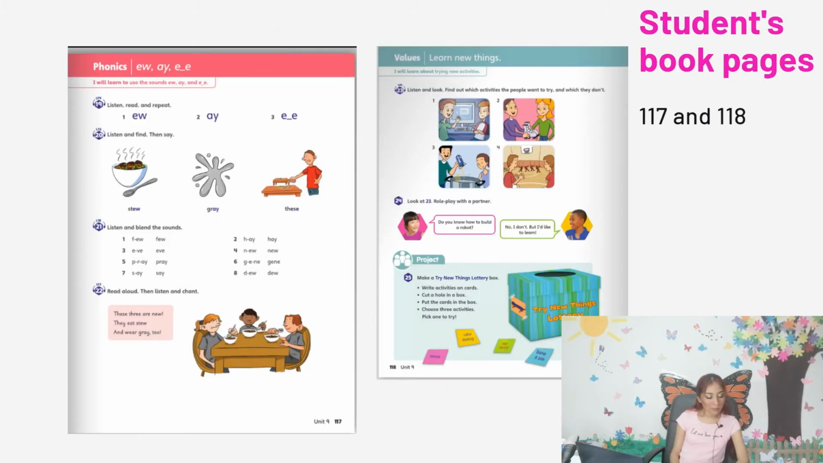Student's book, page 118, activity 23. Listen and look. Find out which activities the people want to try and which they don't.